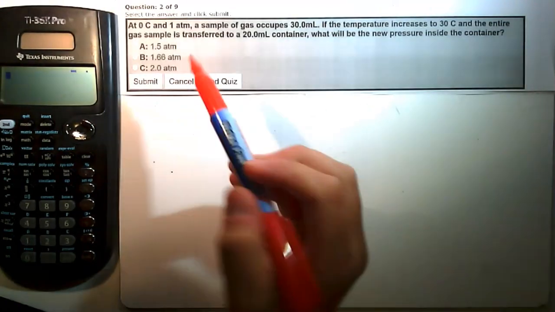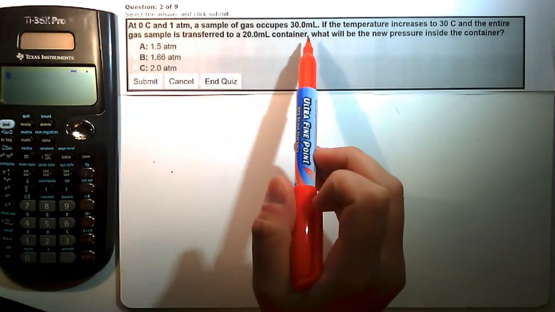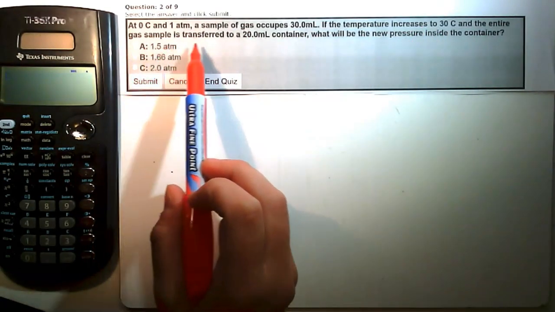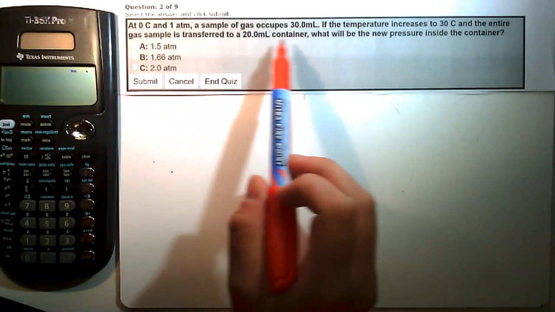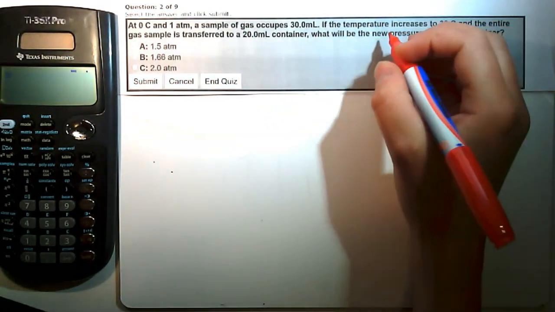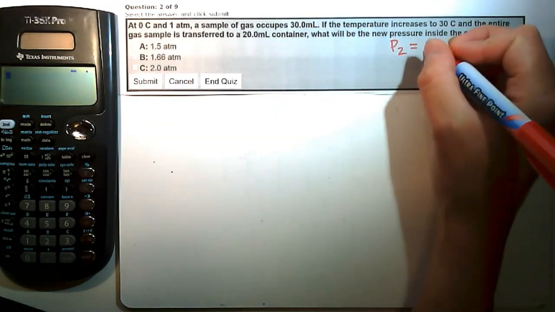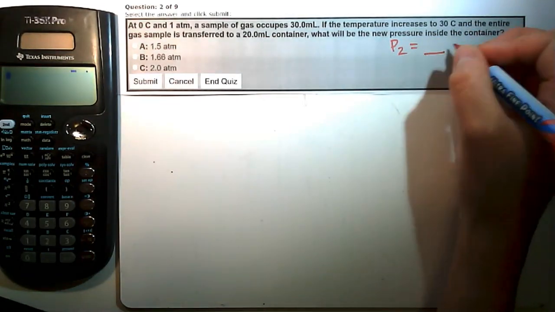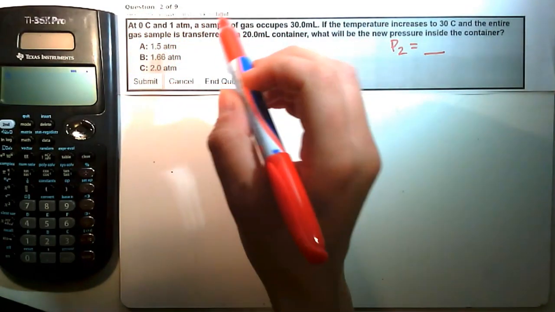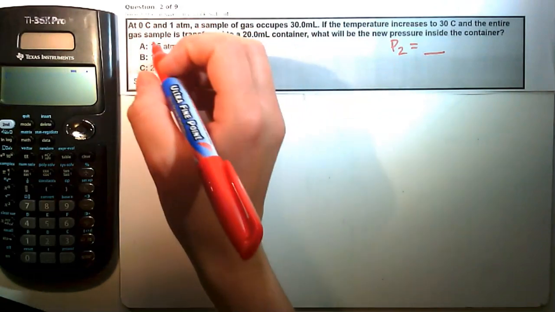Alright, question number 2 says a 0 degrees Celsius and 1 atm sample of a gas occupies 30 milliliters. The temperature is increased to 30 degrees Celsius and the entire sample is transferred to a 20 milliliter container. What will the new pressure inside the container be? So I'm going to start at the end labeling my variables. New pressure, that means I'm looking for a P2 value. P2 equals some number. Alright, at 0 degrees Celsius and 1 atm, the sample occupies 30 milliliters, so these must be all my initial values.